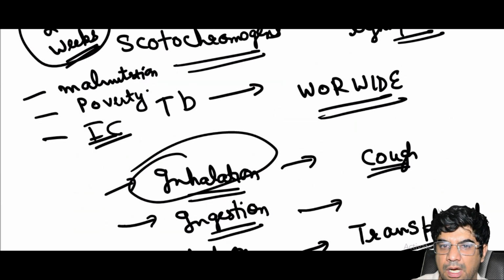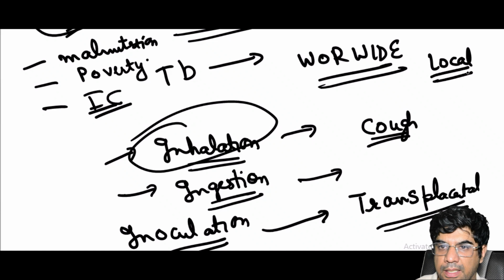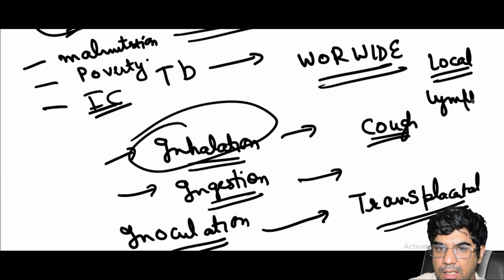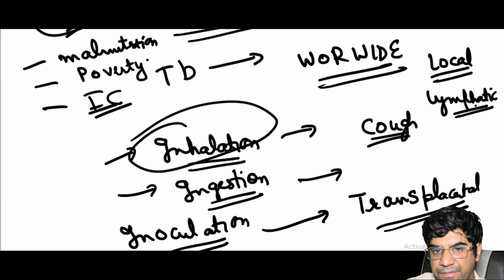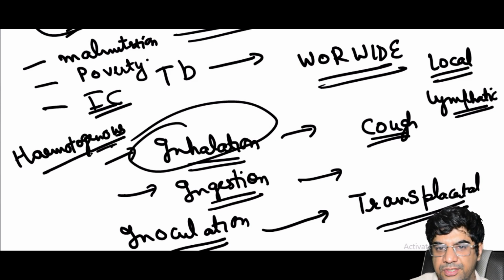Now let us discuss how tuberculosis spreads in the body. It can spread through local spread, where macrophages carry the bacteria to nearby tissue, or there could be lymphatic spread. The bacteria spread to the lymphoid tissue, which can cause inflammation of the lymph nodes, that is lymphadenitis. Or it can be the blood route, that is the hematogenous route. The bacteria spread through the bloodstream, causing miliary tuberculosis.